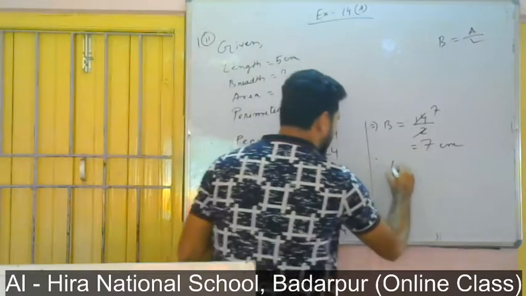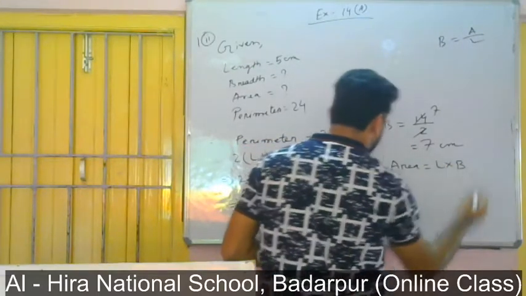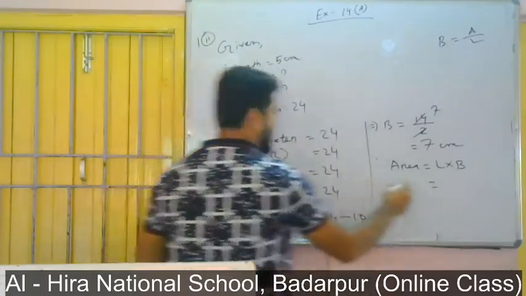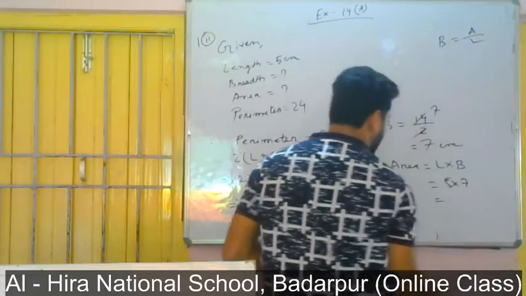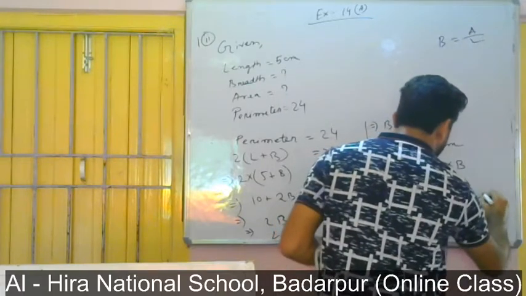Therefore, write area equals length into breadth. We know the value of length: 5 centimeters. The breadth we just found: 7. So 35. So 35 meter square.